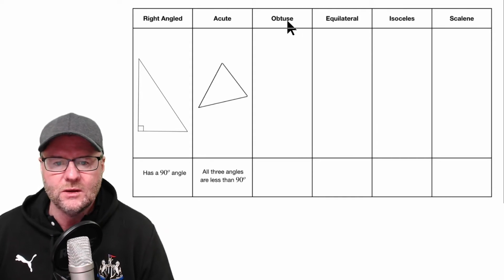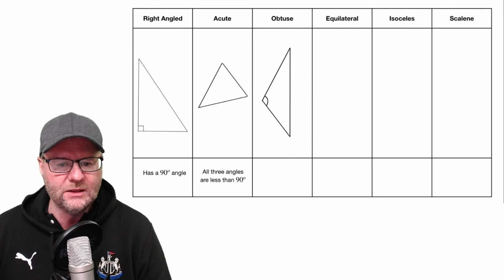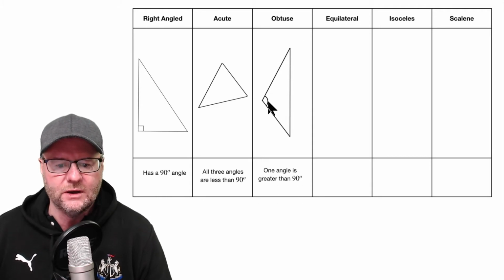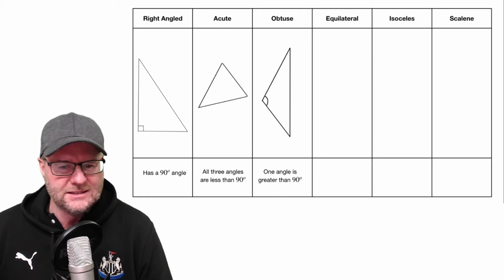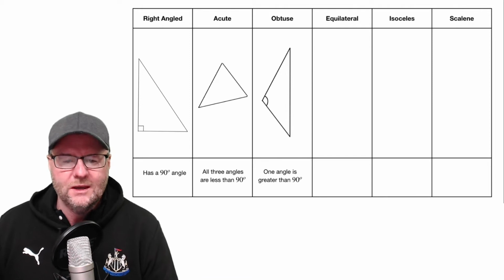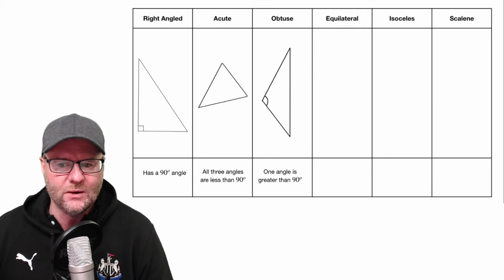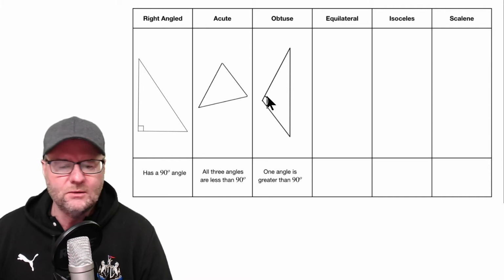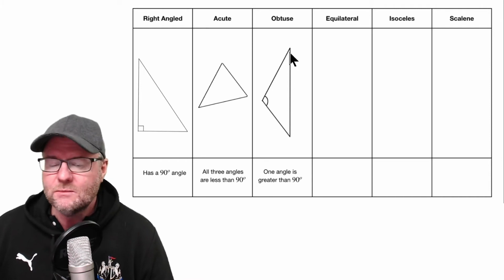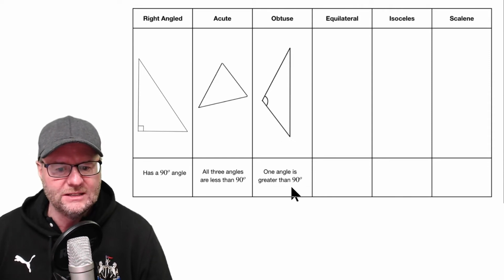What about this one? Obtuse. It's a triangle that has at least one angle that's more than 90 degrees. When I say at least, it can only have one such angle, because it's impossible to have two angles in a triangle that are more than 90 degrees. We'll get to why that's impossible in another video. So an obtuse triangle has one angle that's more than 90 degrees, which makes the other two acute angles, less than 90 degrees.